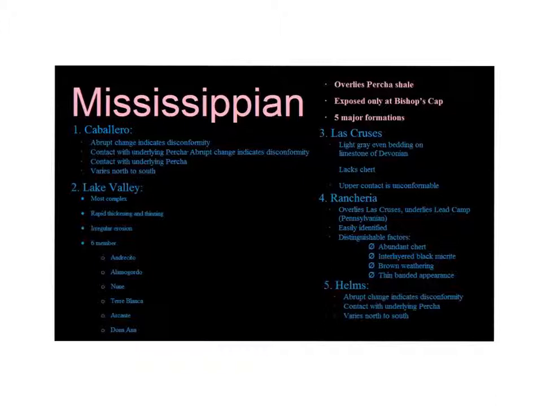The last one is Helms, which has an abrupt change which indicates disconformity as well. This one has contact with the underlying Percha, and this one as well varies from north to south.